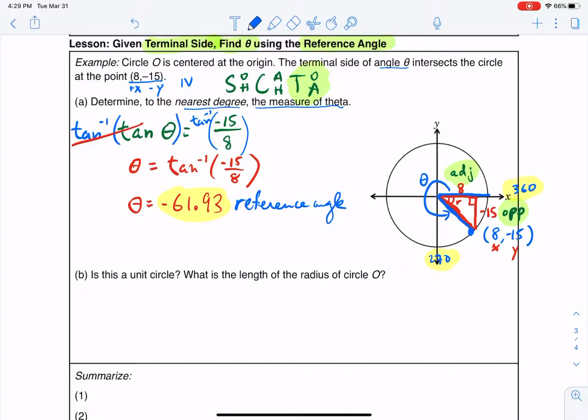So to find theta, I'm going to take 360 and subtract, let's just round that off to 62. And I'll have 298 degrees. All right, so the measure of angle theta is 298 degrees.